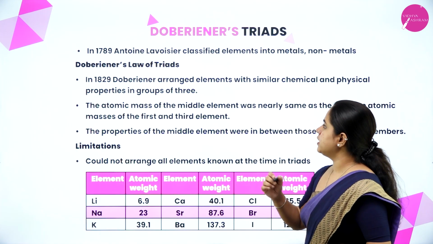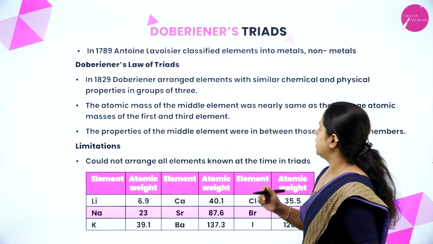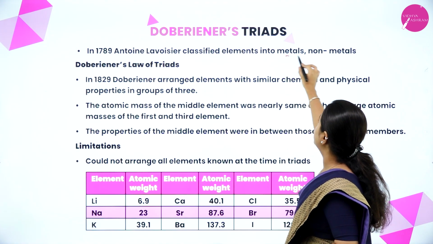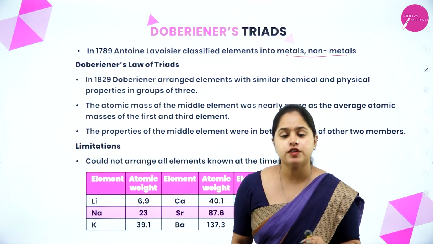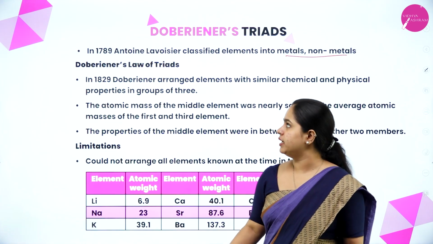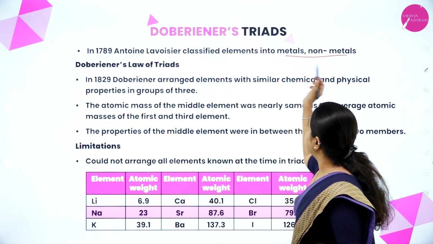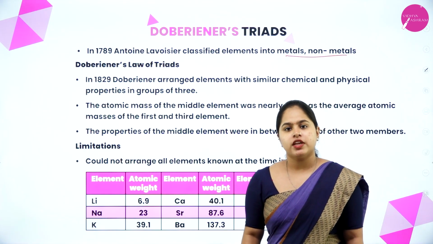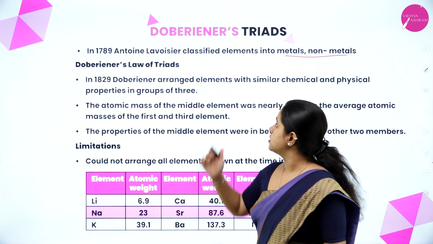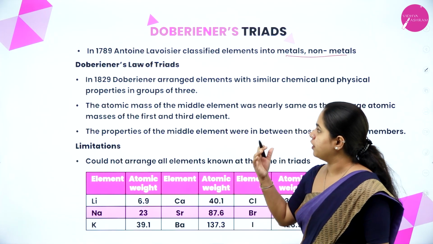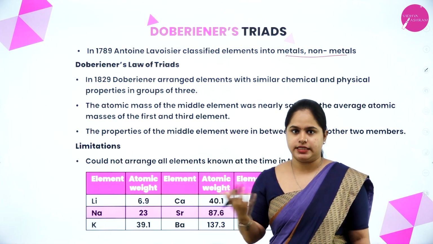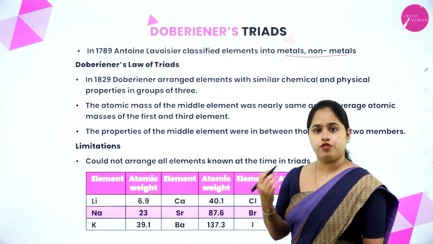In 1789, Antoine Lavoisier classified elements into metals and non-metals. This was the first classification made of elements. Then came into existence Döbereiner's triads. Let us see how the scientist Döbereiner classified elements. So, Döbereiner's law of triads.